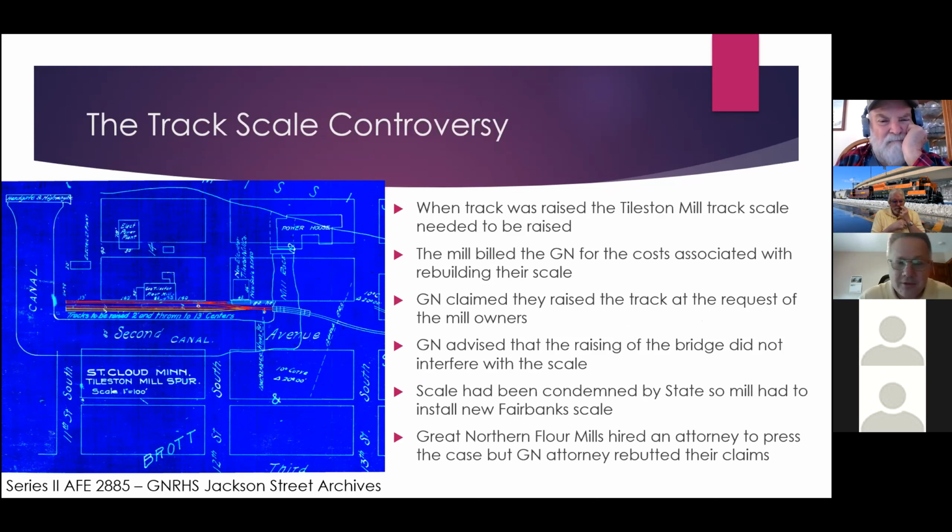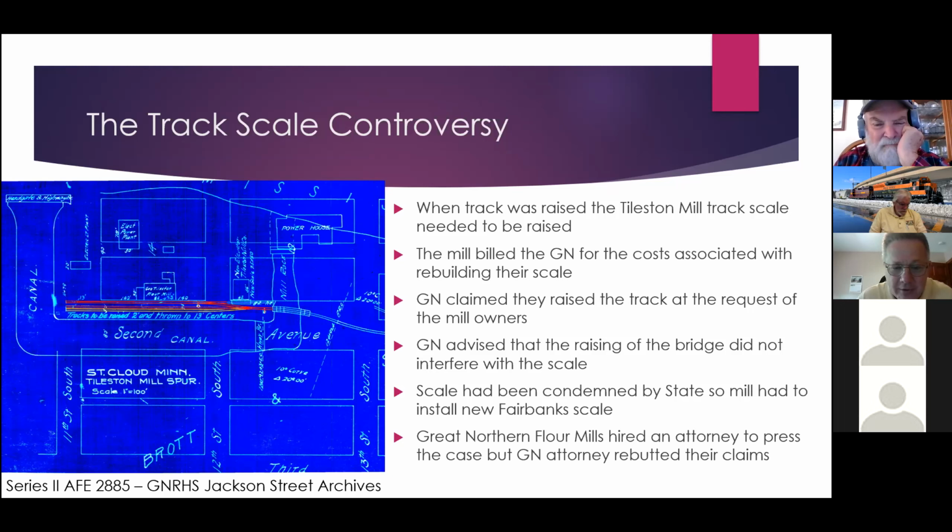So when they raised the track at the mill, the track scale had to be raised. The mill came back and sent a bill to the GN for all the costs associated with rebuilding their scale and putting in a new scale. GN comes back with letters saying that they raised the track at the request of the mill owners, and that their part of raising the bridge didn't interfere with the scale. Well, it ends up the scale had been condemned by the state because it was too old and inaccurate. So the mill had to install a new Fairbanks Morse scale. And they thought this was their chance to get the railroad to pay for their new scale.